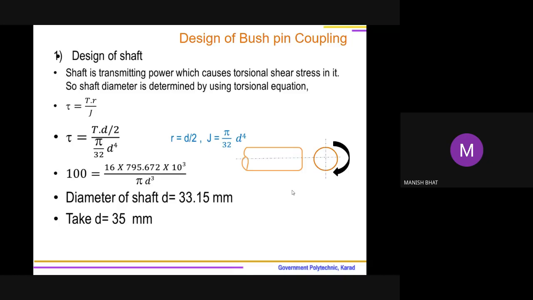If I put that here, I am getting the diameter of the shaft as 33.15 millimeter. I will be selecting a standard available size. The nearer higher standard available shaft size is 35 millimeter. So I will be selecting d as 35 millimeter. So I have selected the shaft diameter. Other dimensions can be found empirically, and we will be checking different stresses by considering the mode of failure. So the shaft diameter we have determined to be 35 millimeter.